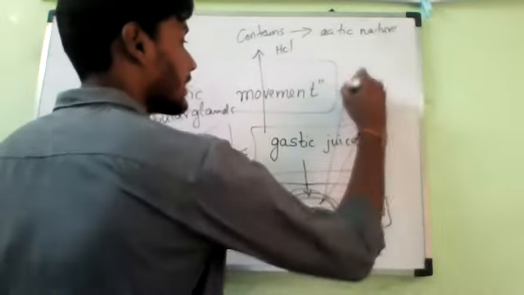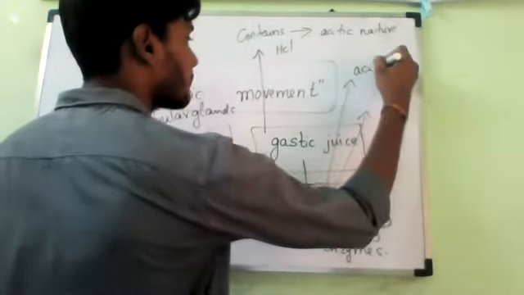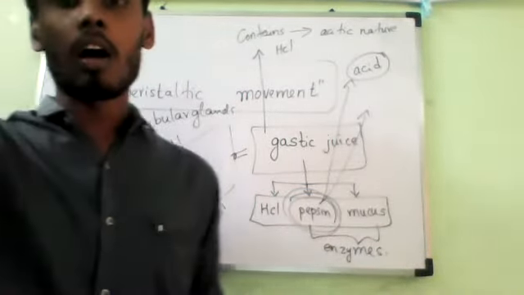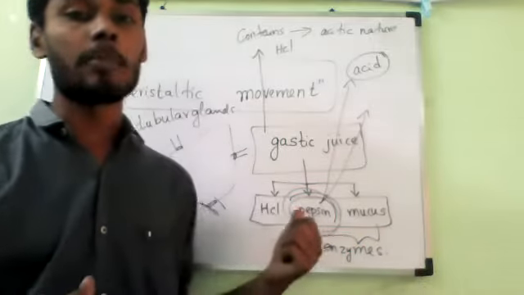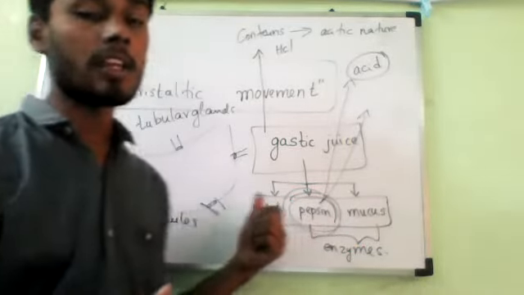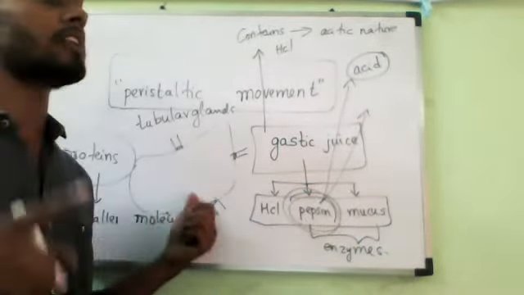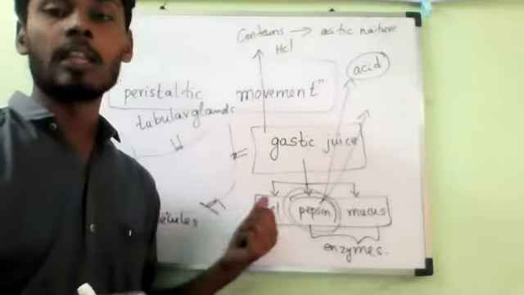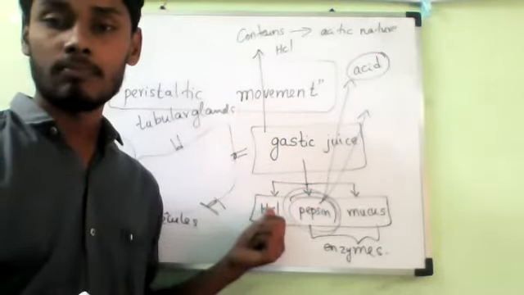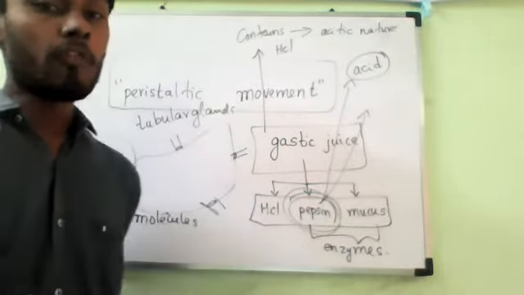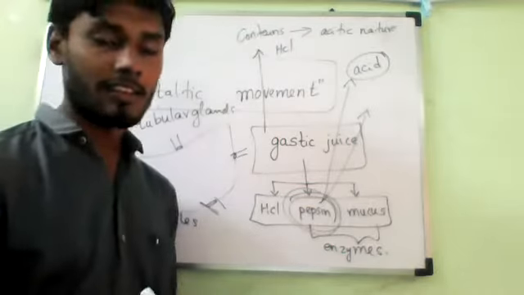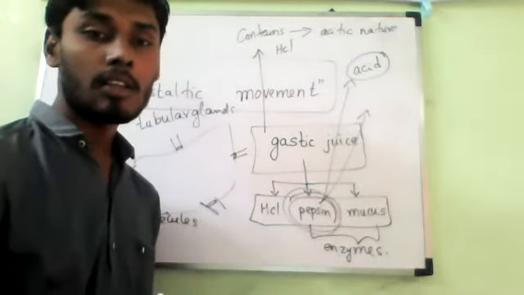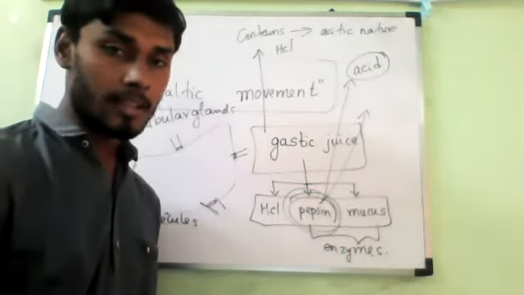Remember, when there is acid, in the presence of acid only, in the presence of hydrochloric acid. This pepsin enzyme, which helps in protein digestion, is very, very, very important. It will be active only in the presence of an acid. So what is the function of hydrochloric acid? What is the use of hydrochloric acid?